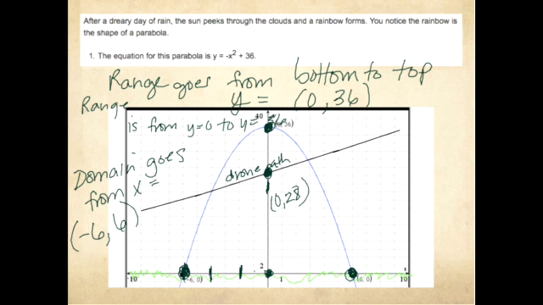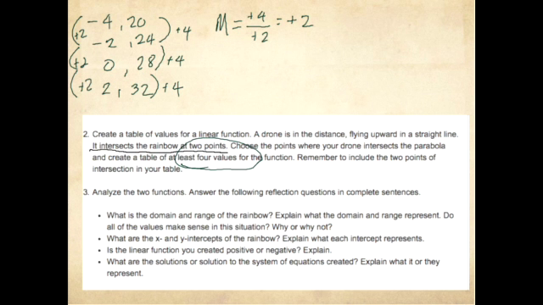So if they wanted that, I don't think that's what they want. I think they're just referring to the rainbow, because the X-intercepts are (-6, 0) and (6, 0). But I don't think they want the drone's intercept. And explain what each intercept represents. Once again, it represents the place where the rainbow hits the ground. Is the linear function you created positive or negative? Yep, heck yeah, we even proved it up here, because my slope is positive 2.